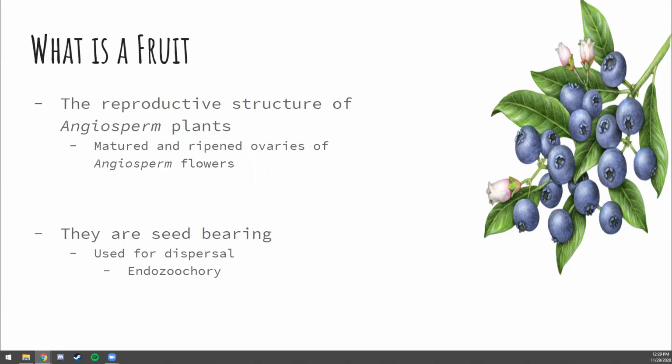Fruits are the seed-bearing structures produced by these plants and are used for dispersal. Fruits mainly rely on endozoochory, which is a dispersal strategy where fruits are ingested by animals, from which then the seeds pass through their digestive tract, become excreted, get on the ground, and then the fruit seeds will come out and grow and prosper, where the process starts all over again.